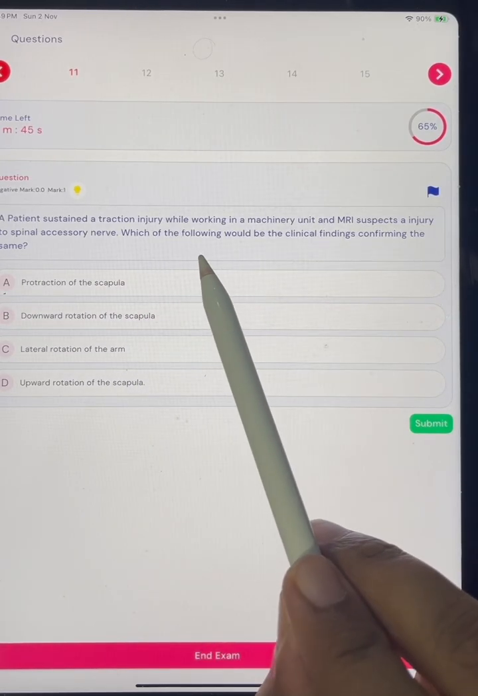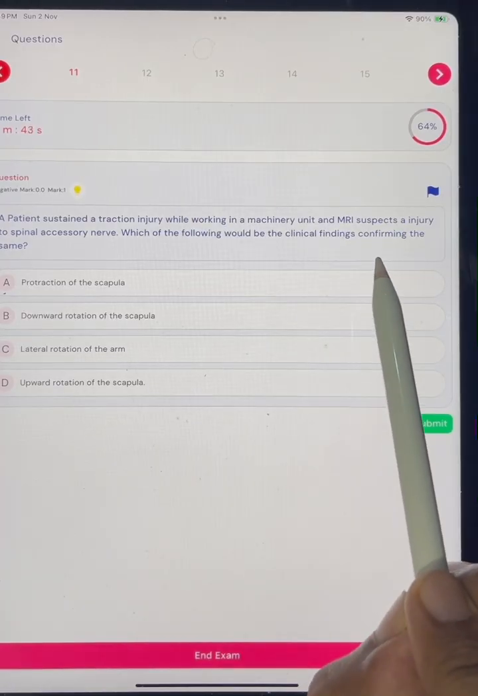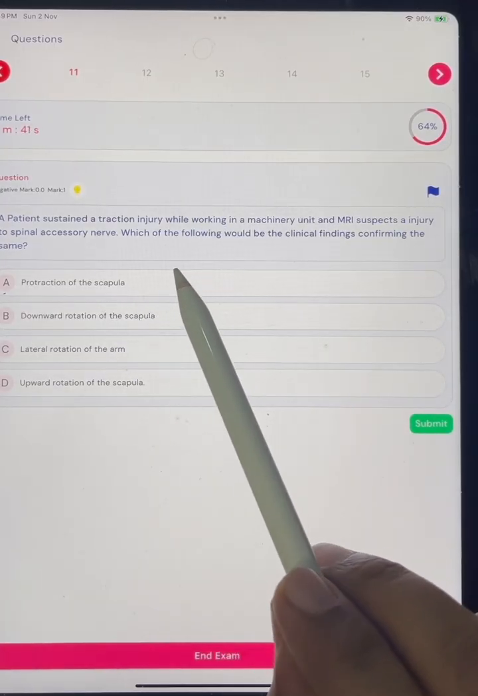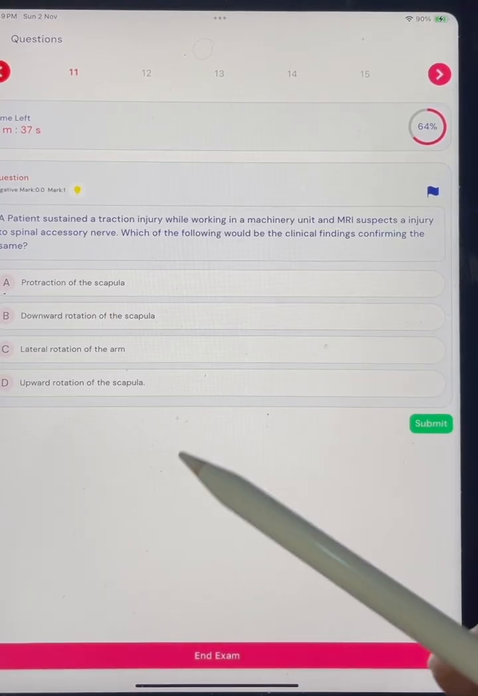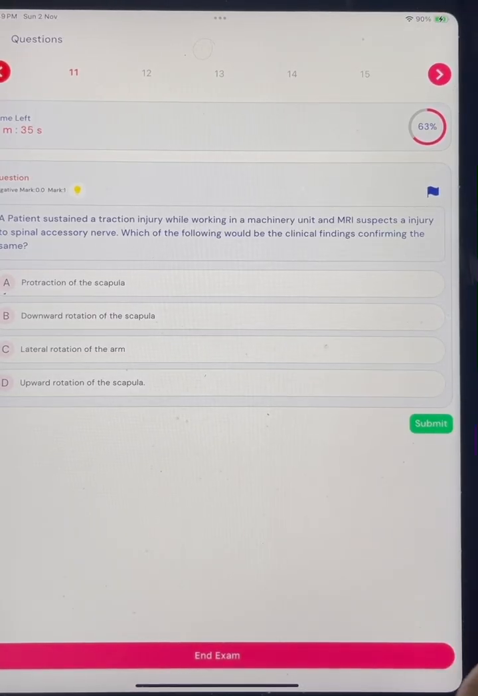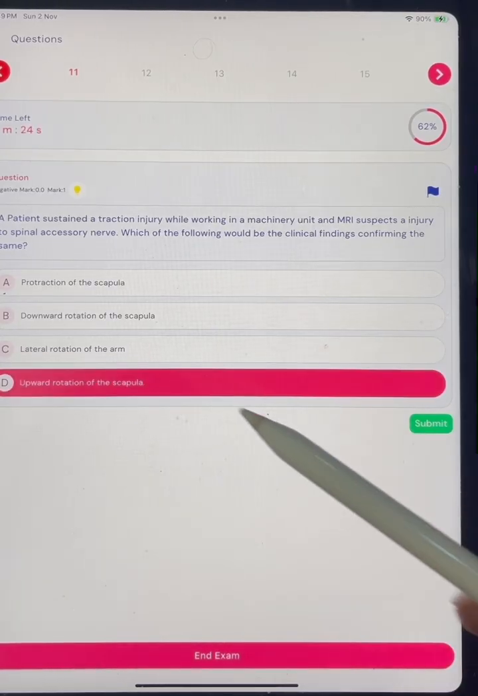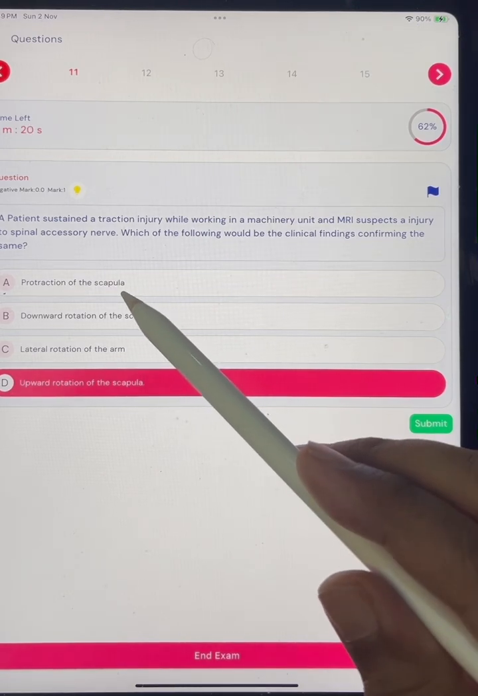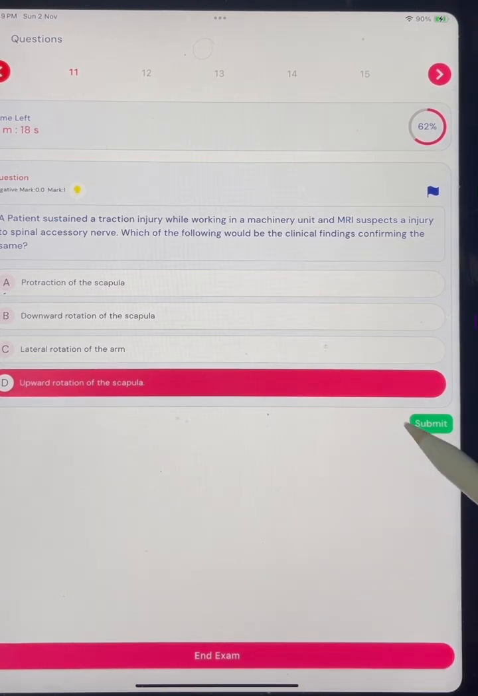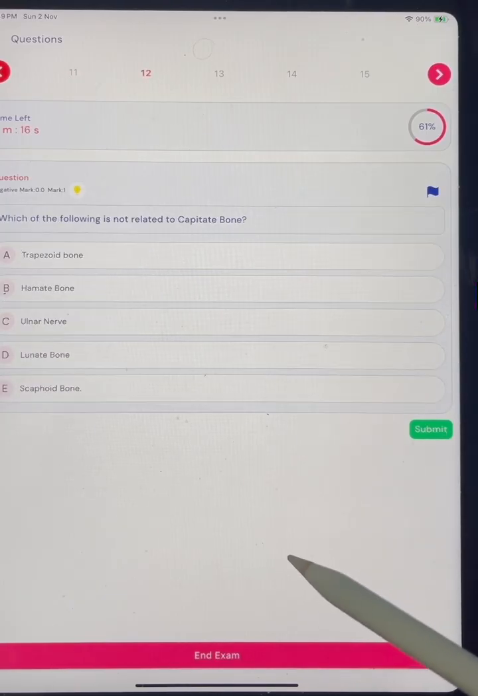A patient sustained a traction injury while working in a machinery unit and MRI suspects injury to the spinal accessory nerve. Which of the following would be the clinical finding confirming the same? The spinal accessory nerve supplies the trapezius and sternomastoid. So the trapezius lifts the scapula, upward rotation of the shoulder.